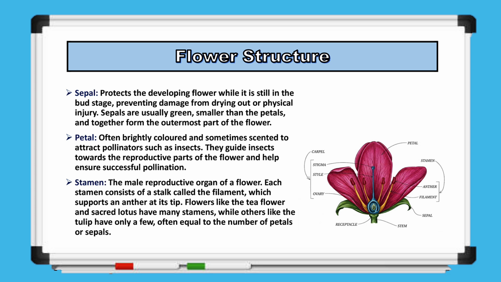The stamen is the male reproductive part of the flower. Each stamen has a stalk called a filament that supports the anther at its tip, where pollen is produced. Some flowers, like the tea flower and sacred lotus, have many stamens, while others, like the tulip, have only a few, often matching the number of petals.